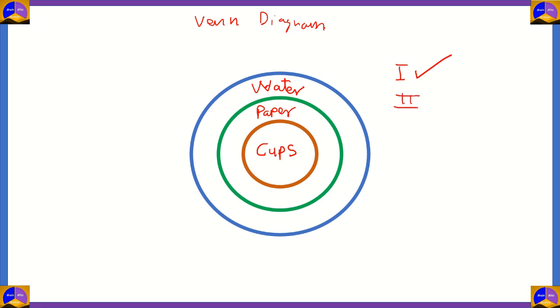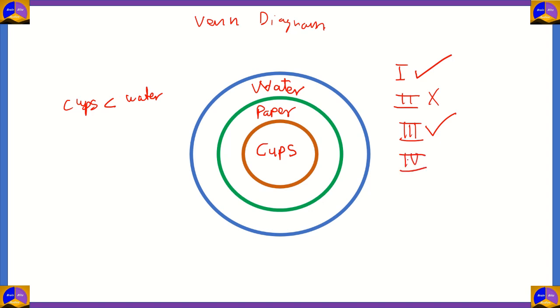Now conclusion 2 was all water are cups. Now that is incorrect, because the set of cups here is smaller than the set of water. And since water is larger than cups, there may be some elements in the set water which may not be present in the set cups. So therefore, conclusion 2 is incorrect. Now what about conclusion 3? This states that some water are cups. Now this statement is correct, because there are some elements in water which may be in cups, which may not be in cups. So that is correct.